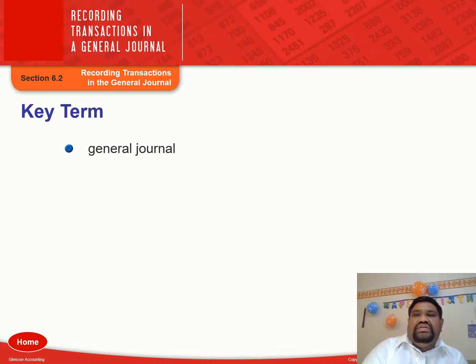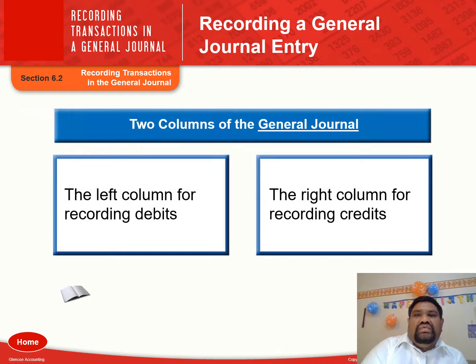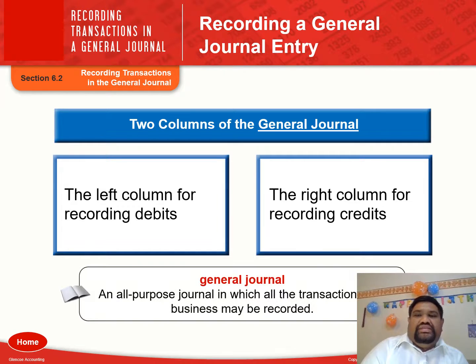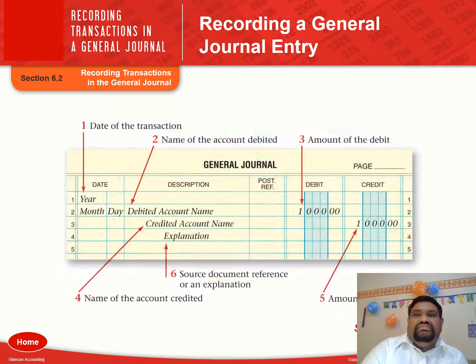Key terms: general journal. What is a journal? In the journal we record all the transactions which cannot be written in the sales, purchases, and cash book. The left column records debits and the right column records credits. Now this is a format of journal.